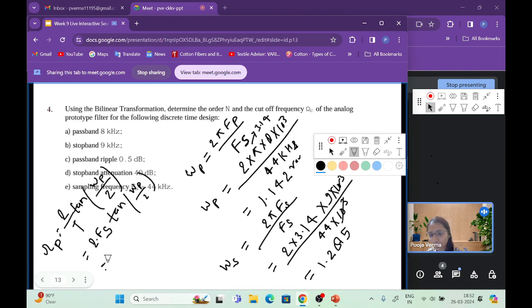Now putting all the values and multiplying, we get 2 into 44 kilohertz, 10 to the power 3, tan of omega p, which is 1.142, divided by 2. If you solve this, you will get 56554.2 radian per second. Okay.